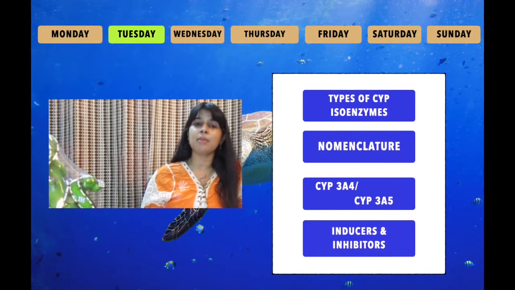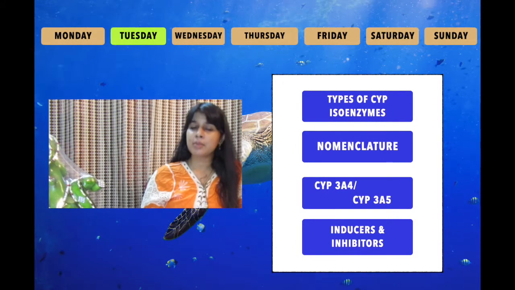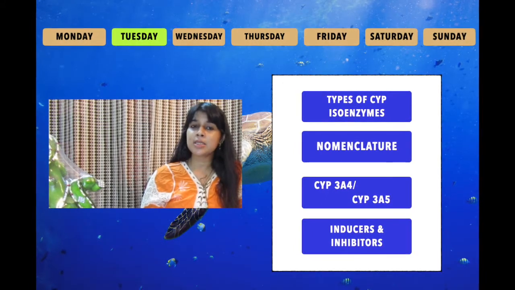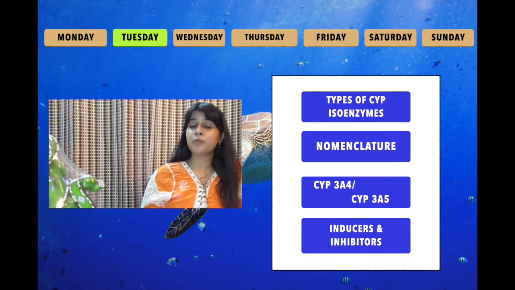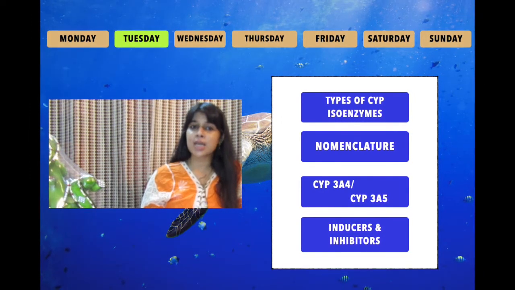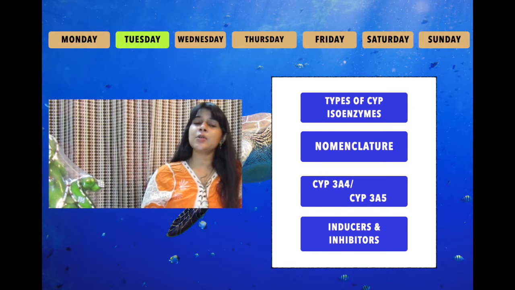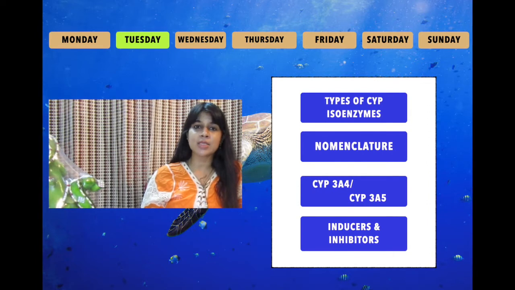The main inducers are barbiturates, phenytoin, rifampicin, carbamazepine, and the inhibitors include fluconazole, clarithromycin, erythromycin, fluvastatin, etc., ritonavir also. And then I told you that CYP3A5 is less active than CYP3A4. Now that is what we covered on Tuesday.